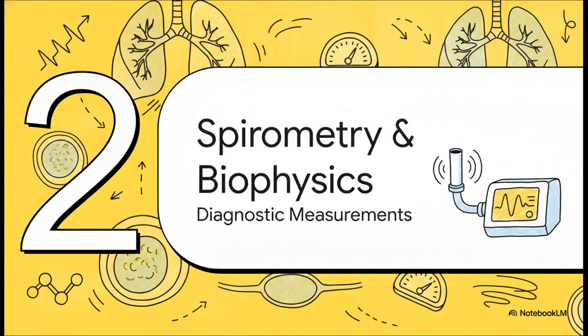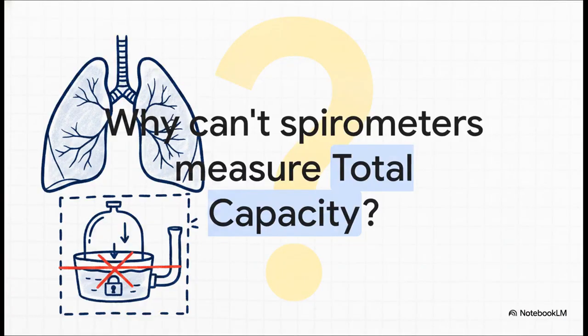Moving on to Section 2, Spirometry and Diagnostic Biophysics. So now that we know the compartments themselves, let's explore how we actually measure these invisible volumes in a real clinical setting. And here's a common examination trap for you. A standard spirometer only records the volume of air moving into and out of the mouth over time. So why can't it measure total lung capacity? Well, it's because of the Spirometry Limitation Rule. A spirometer can only measure air that is actively moved. Since you can never voluntarily expire your residual volume, a standard spirometer can never directly measure the residual volume, the functional residual capacity, or the total lung capacity.